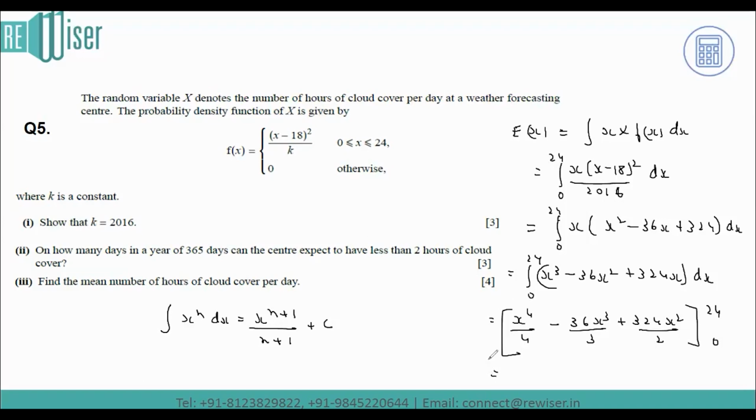If we solve this out, the answer that we got for this is 5.14. So that's the mean number of hours of cloud cover per day.